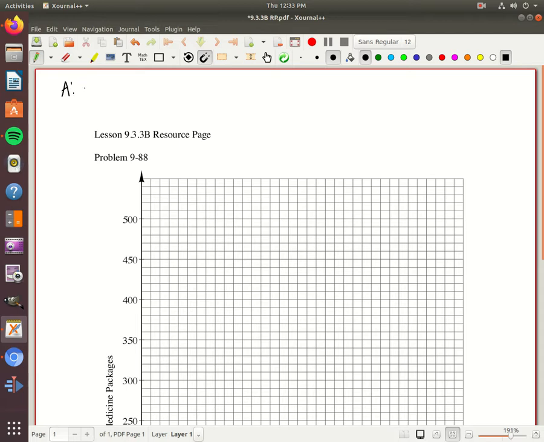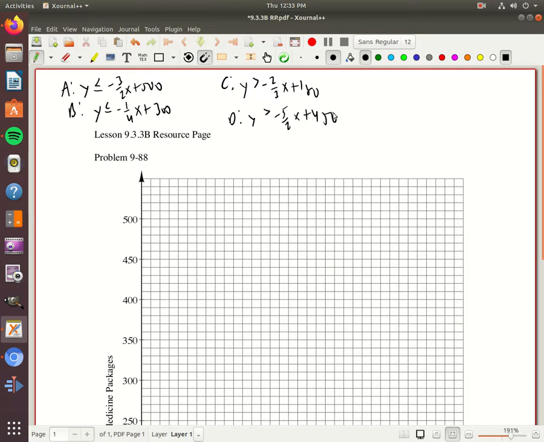country A had an equation of y is less than or equal to negative 3/2 x plus 500. Of course, all of this is from that other sheet that I just did. B is y is less than or equal to, hopefully you jotted these down, negative 1/4 x plus 300. C is going to be y is greater than negative 2/3 x plus 180. D is going to be y is greater than negative 5/2 x plus 450. E is going to be x is less than 250.